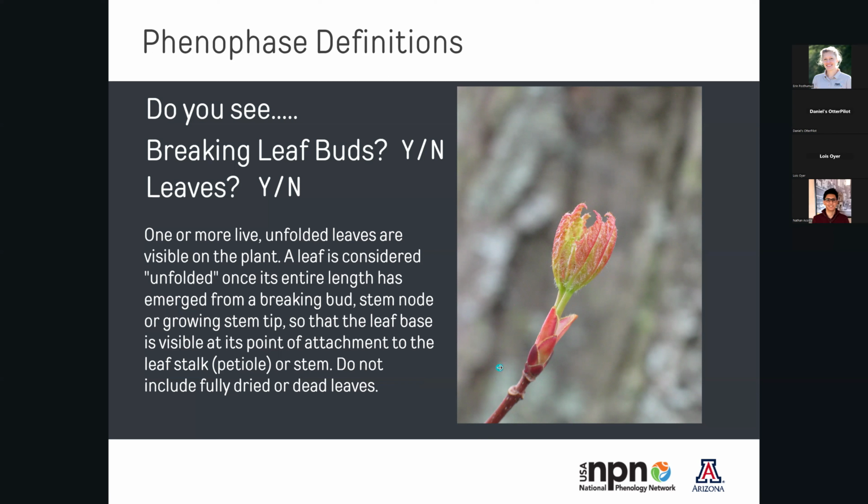Right? So if you can see the little point of the leaf and where it's attached to the petiole, that little leaf stalk, then you would say yes for leaf, and you would say no for breaking leaf buds, because the breaking leaf buds would just be that little breaking spot. But the leaf would be actually if you're seeing the leaf out on the plant. So what do you guys think? Would this be a breaking leaf bud or would this be a leaf?